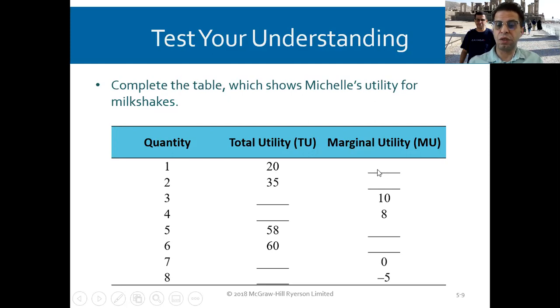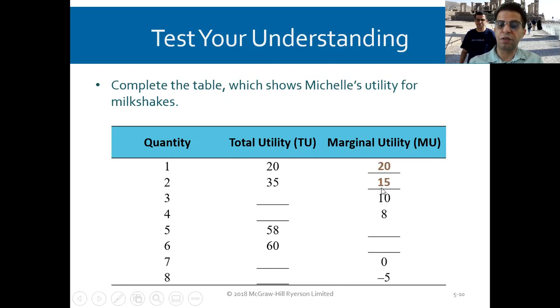Definitely, the total utility is the marginal utilities added together. So it is 20, probably because before that nothing was being consumed. So here it should be 20. As we see here, it changed to 35. The difference is 15, so the second one that we consumed gave us 15.